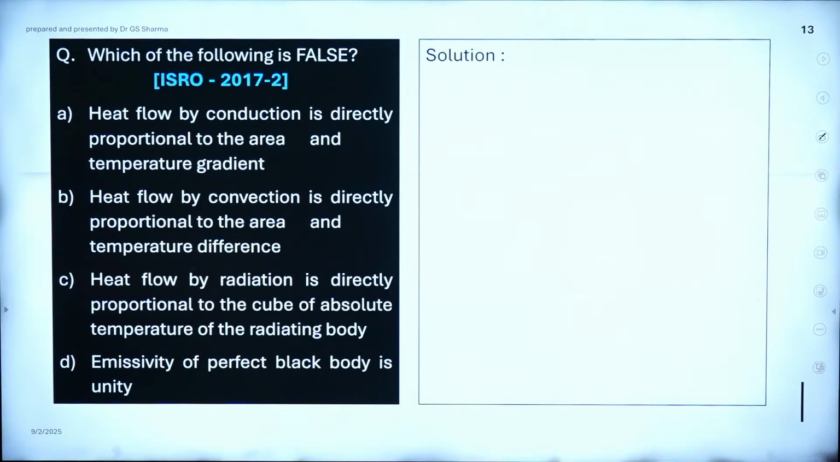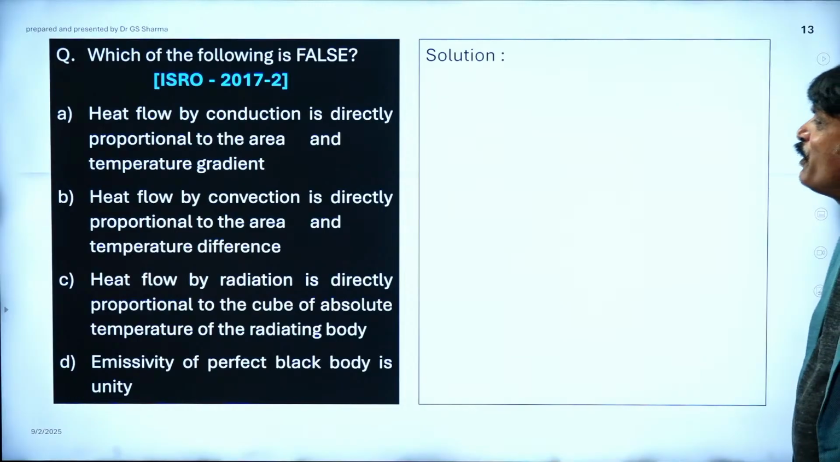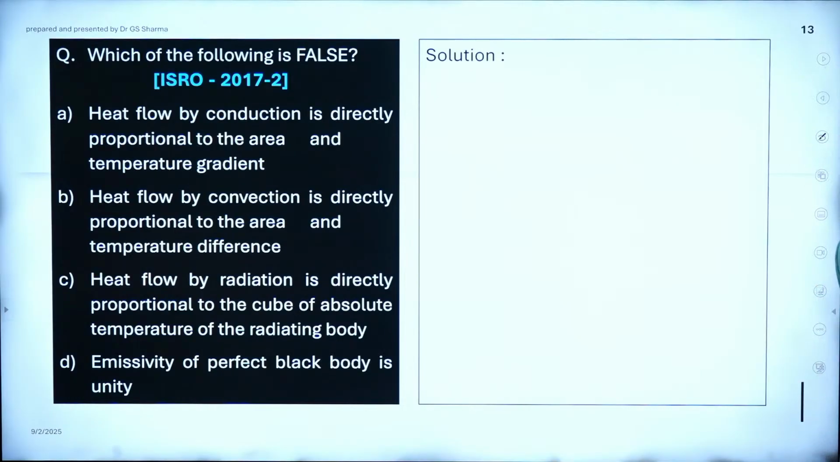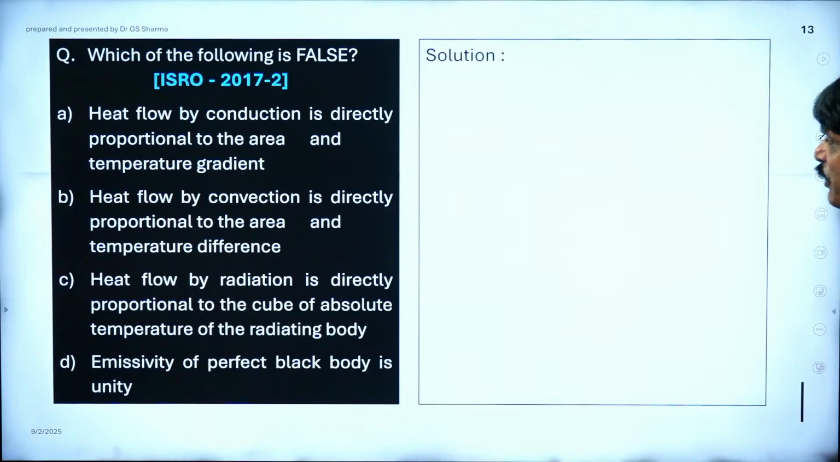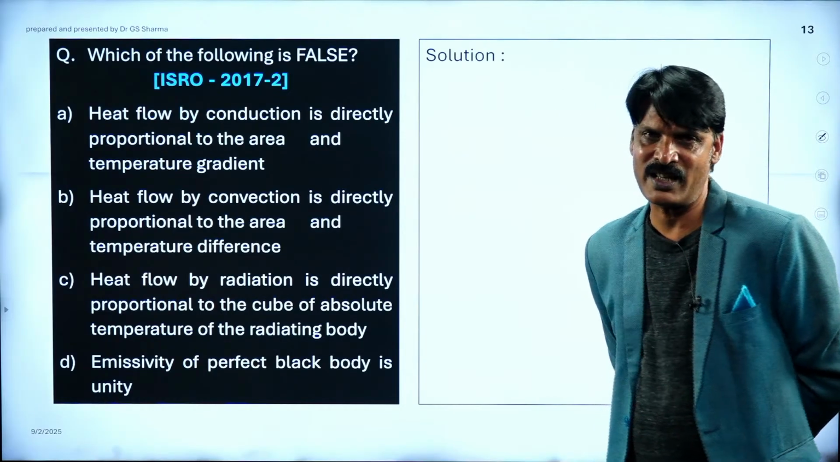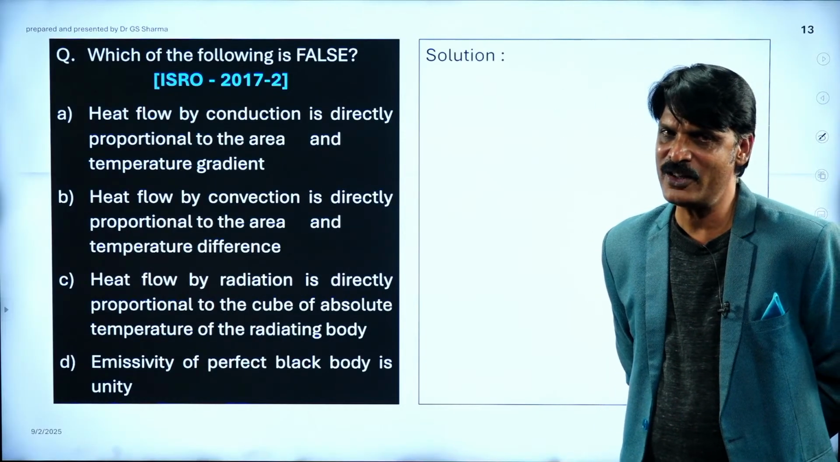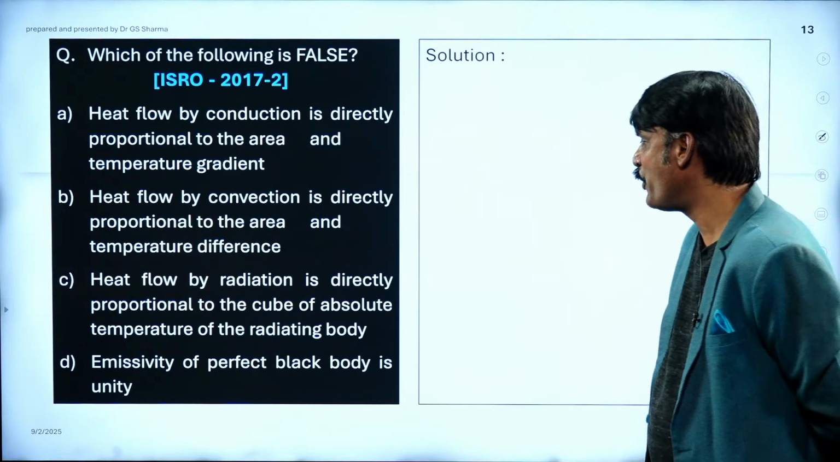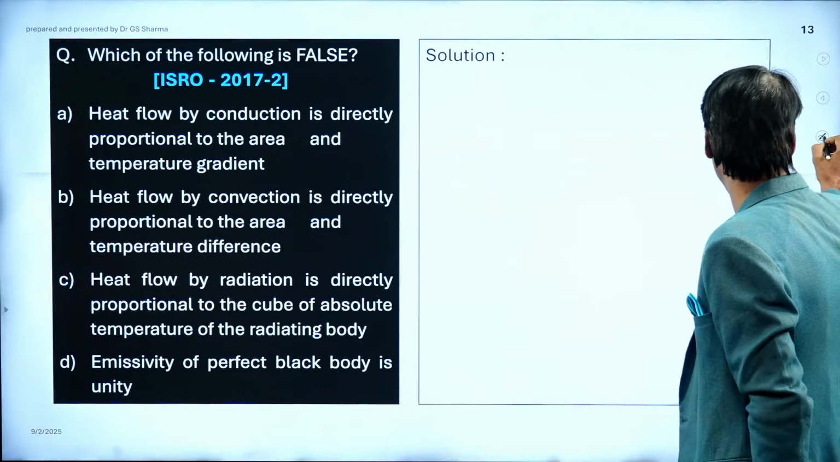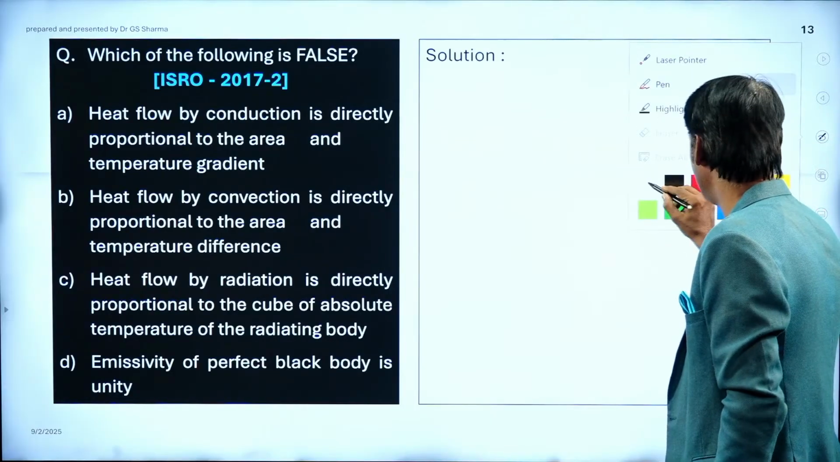Which of the following is false? Heat flow by conduction is directly proportional to area and temperature gradient. Correct, because Q dot is equal to minus Ka dou T by dou X. Heat flow by convection is directly proportional to area and temperature difference. Correct, Newton's law of cooling, h A s into T w minus T infinity. Heat flow by radiation is directly proportional to cube. Wrong. No cube. Fourth power.